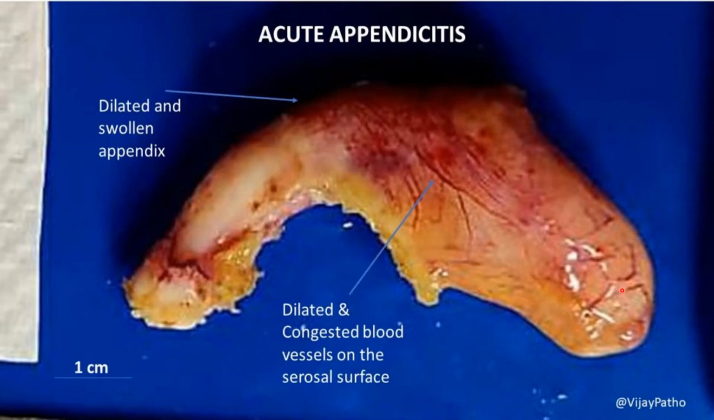The most important feature is that the whole appendix appears enlarged and swollen, and what you can see is the reddish color, or what we call hyperemic color, and you can notice that it is actually due to dilated and congested blood vessels on the serosal surface. So you can label all those features of acute appendicitis.